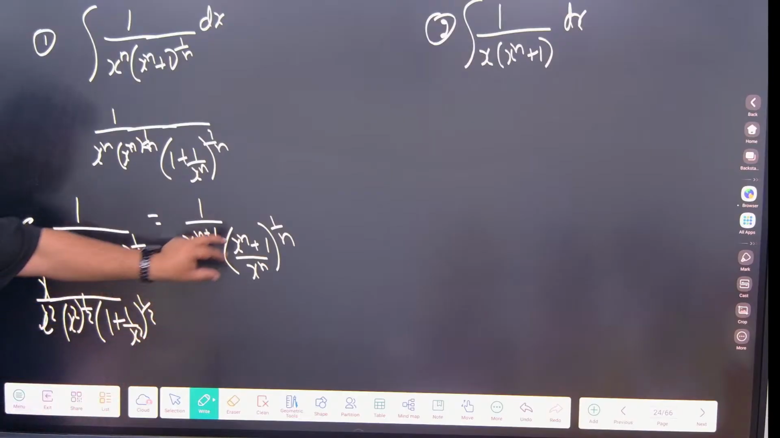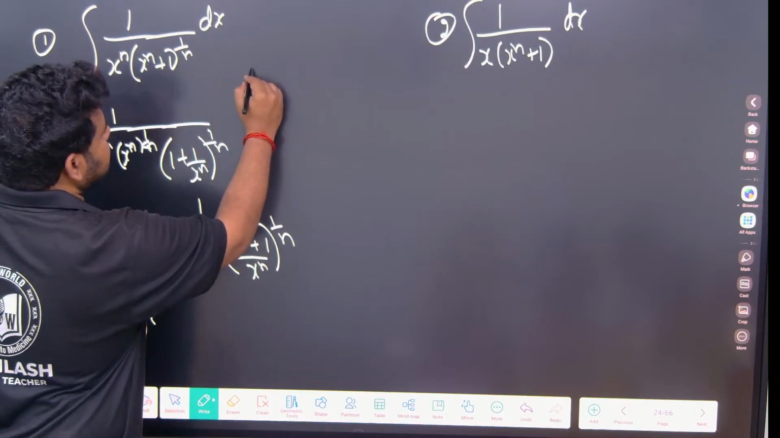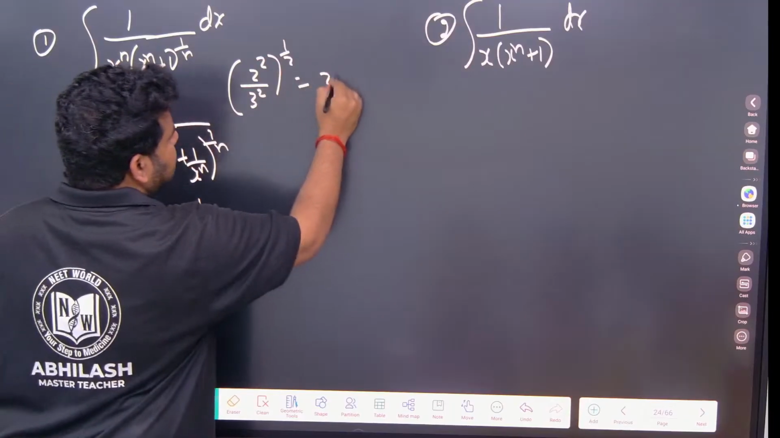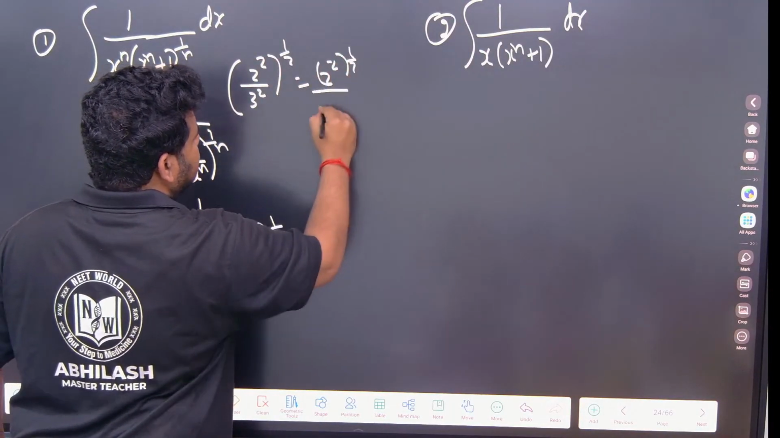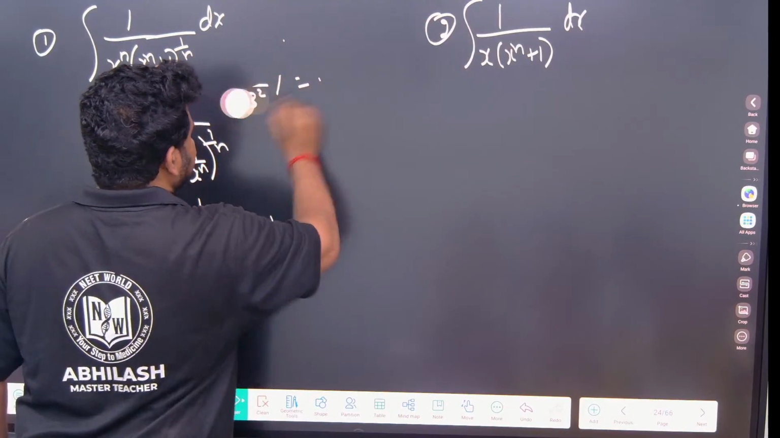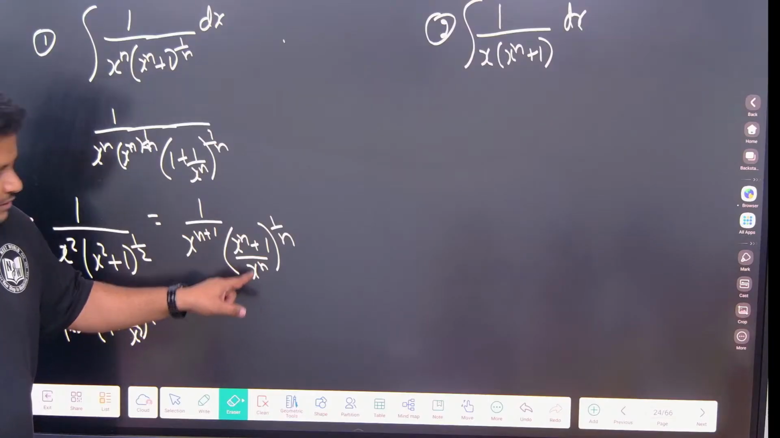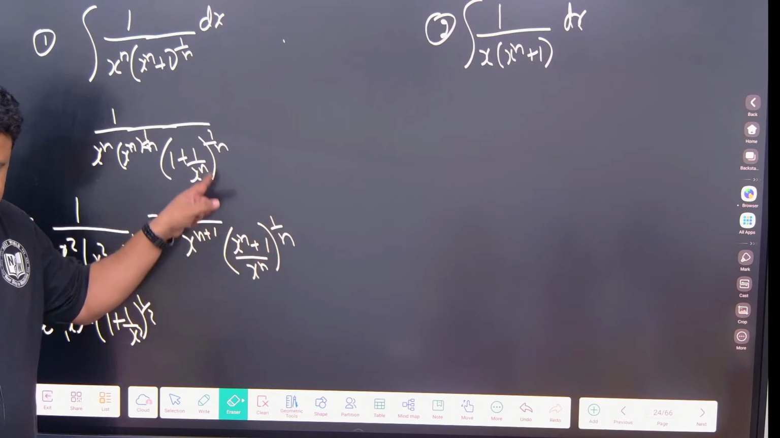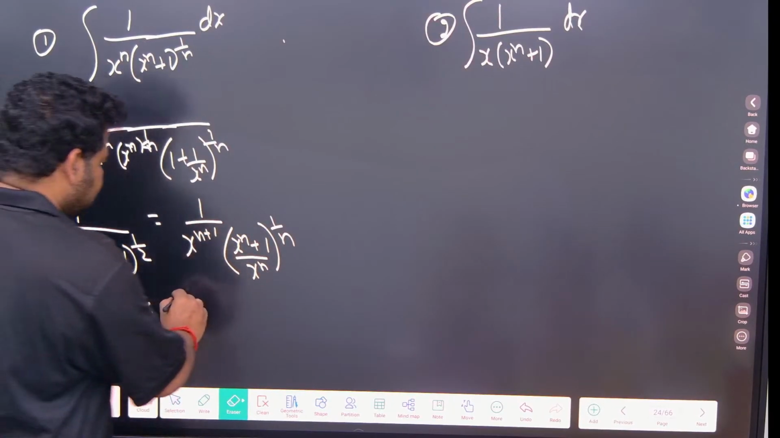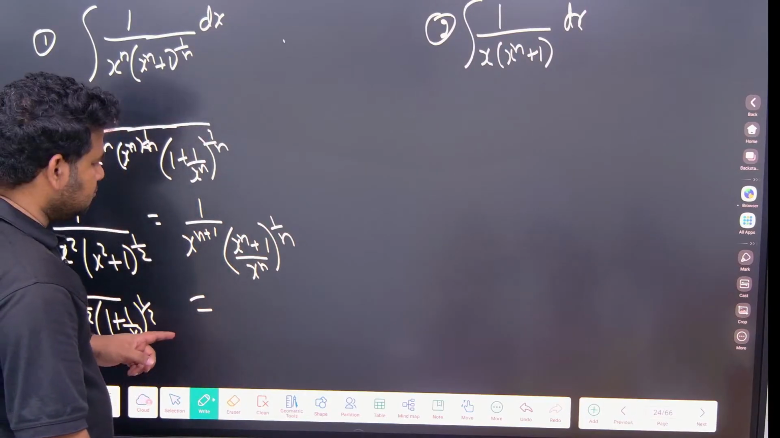Now what can I do? For each of these, I can put 1 by n. Suppose we are having 2 square by 3 square to the power of 1 by 2. I can write it as 2 square to the power of 1 by 2 over 3 square to the power of 1 by 2. Correct? So the same thing I can apply here. If I apply it to the denominator, this will become x. So this will become x. I can send it upside. So this will become 1 by, which one?